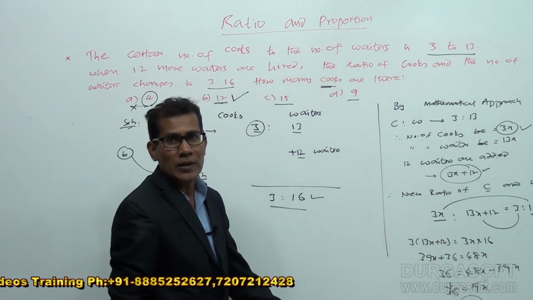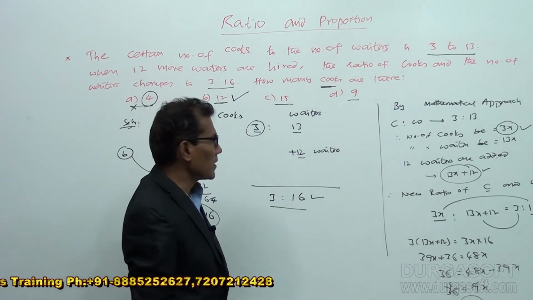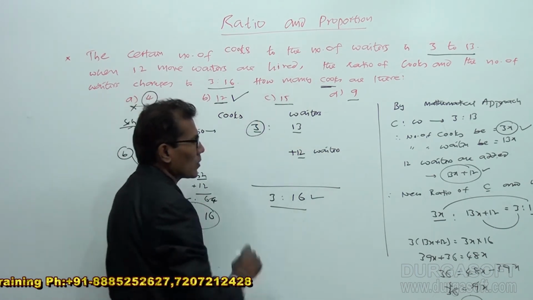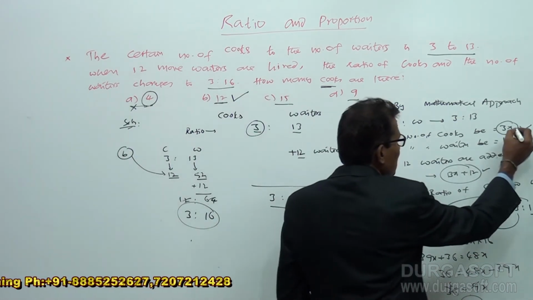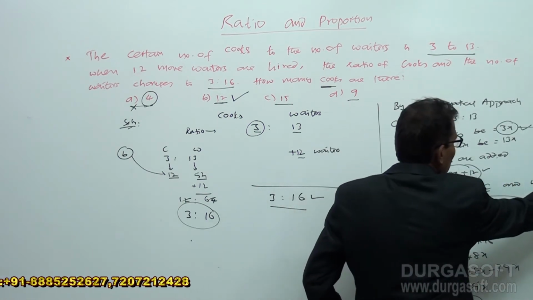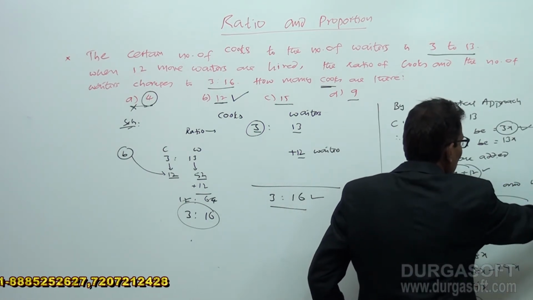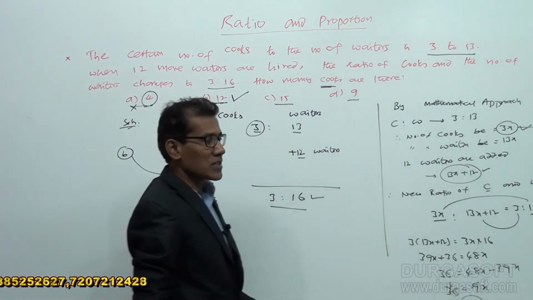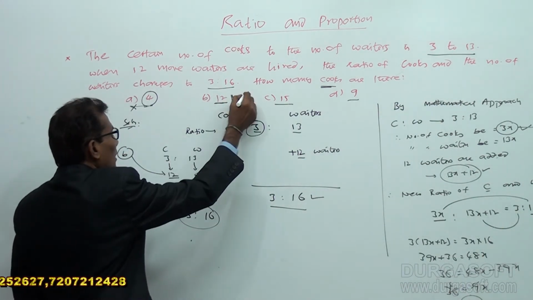The x value is 4. But what we are required to find, according to the question, is how many cooks there are. Therefore the number of cooks is 3x. That is 3 into the x value we got, 4. So 3 into 4 is 12. So there are 12 cooks initially, which is option B.